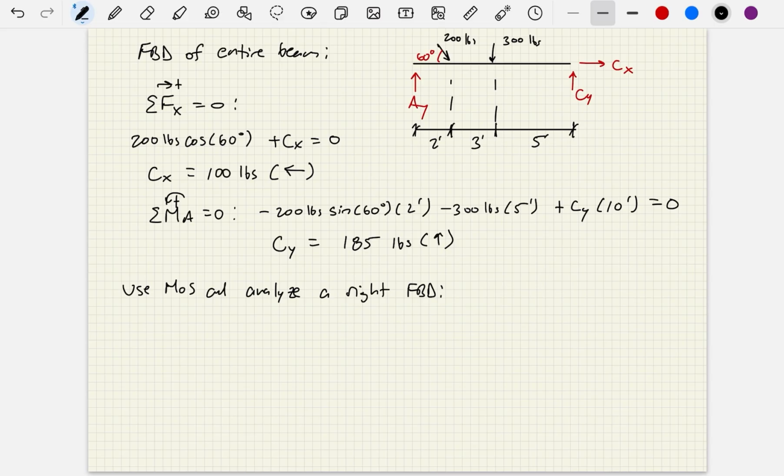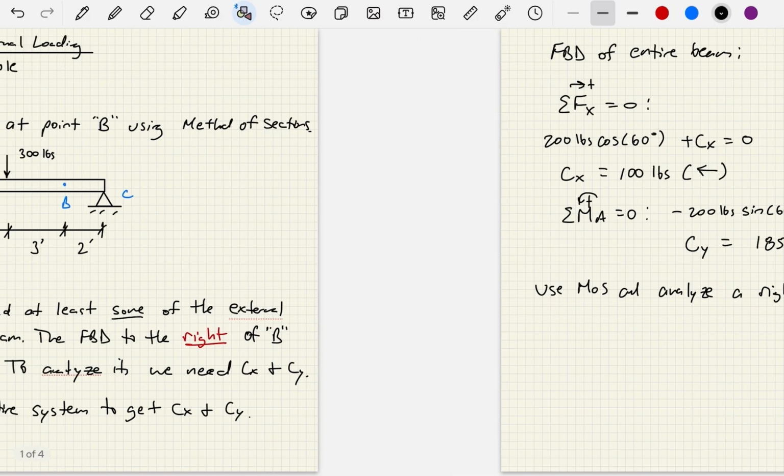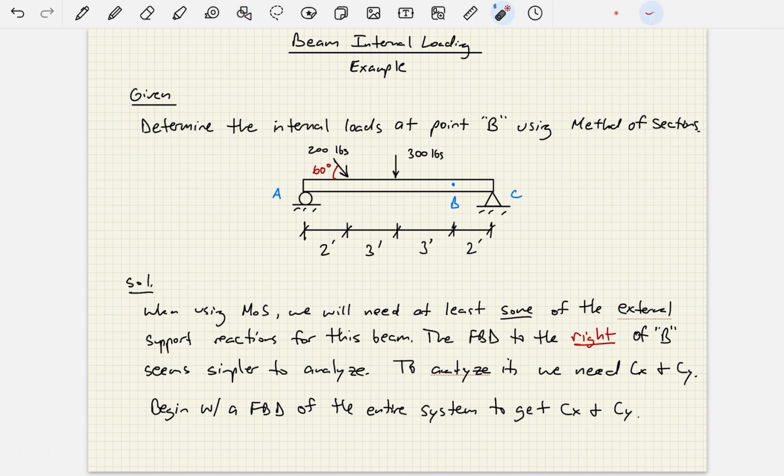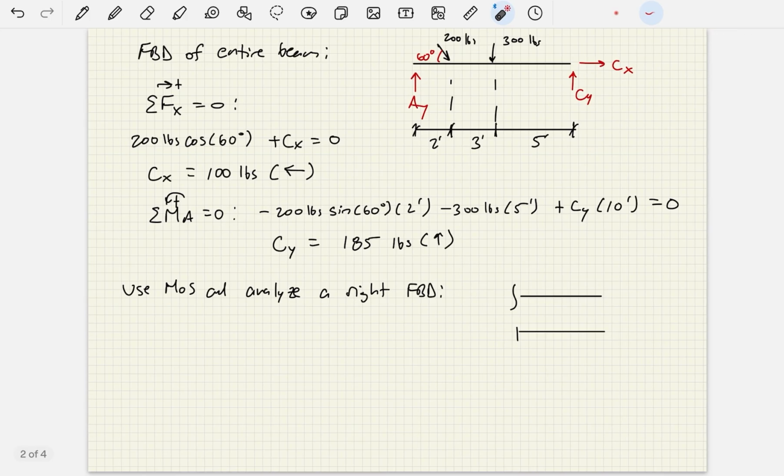And so here's what I'm going to do. I'm going to make a cut at point B, and I'm going to look at a free body diagram that is to the right of that point B, okay? Now, where is point B? Well, point B is given 2 feet away to the left of point C, okay? So I'm going to go ahead and label that. That's 2 feet right there.